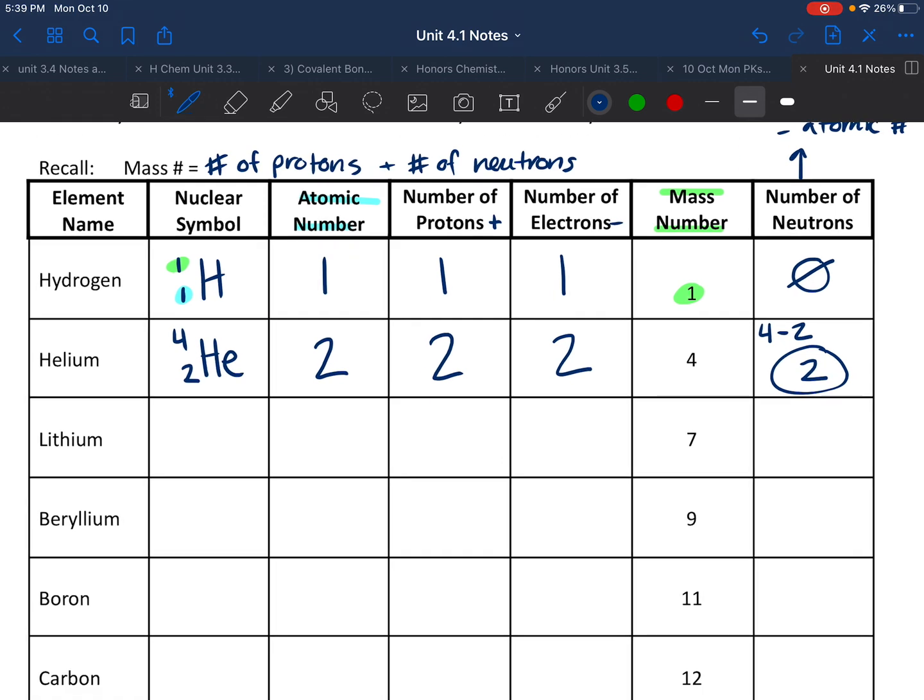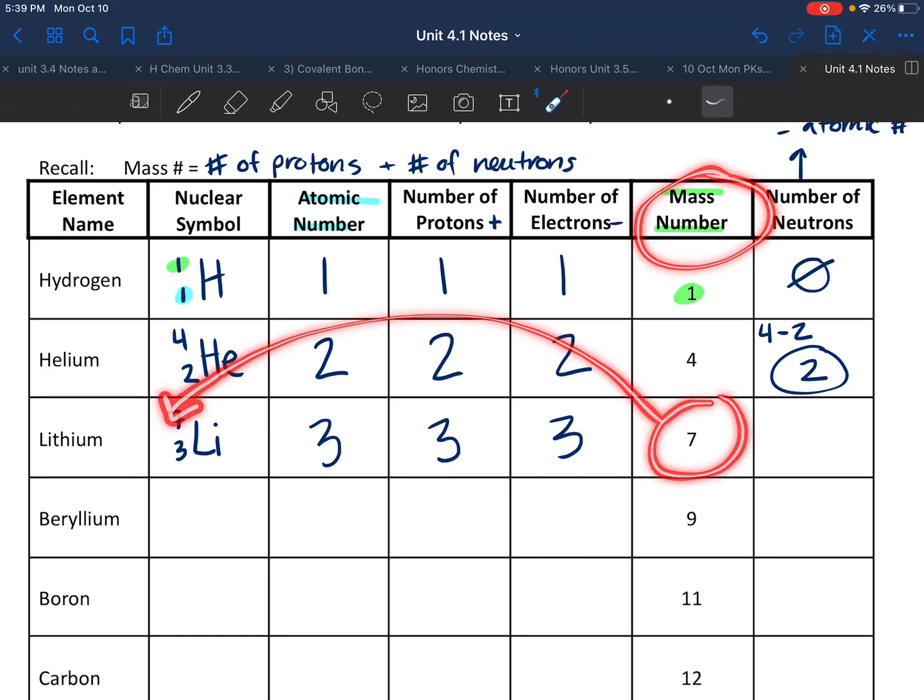For lithium, symbol Li, this is atomic number 3. So I can place that in the bottom of our nuclear symbol. We have 3 protons and 3 electrons then. We can place 7 on the top because, again, mass number is the top number.